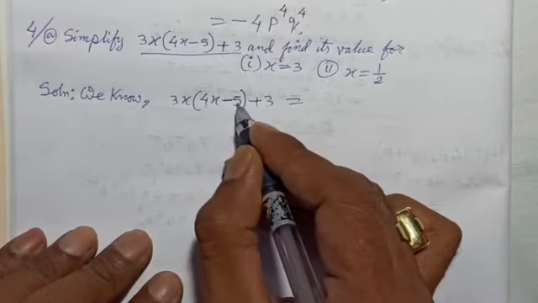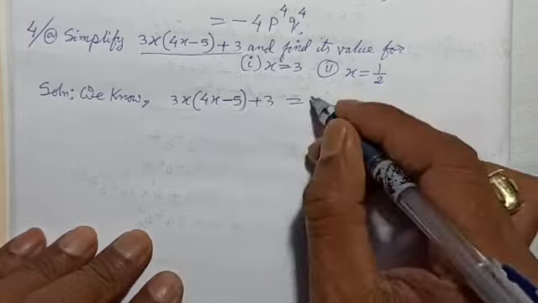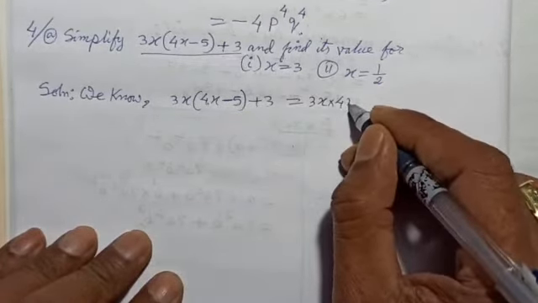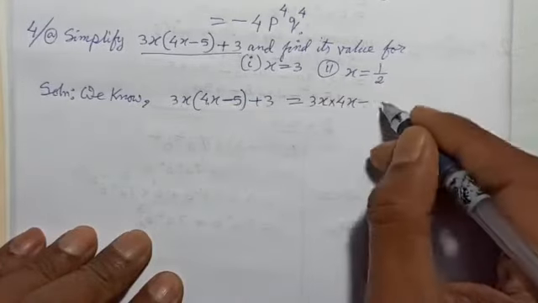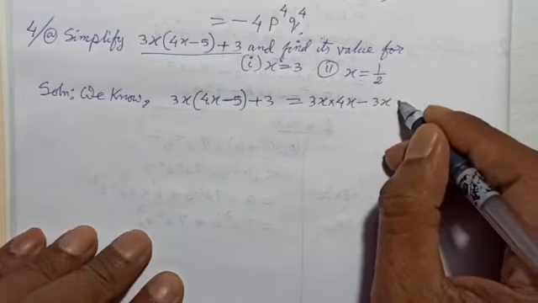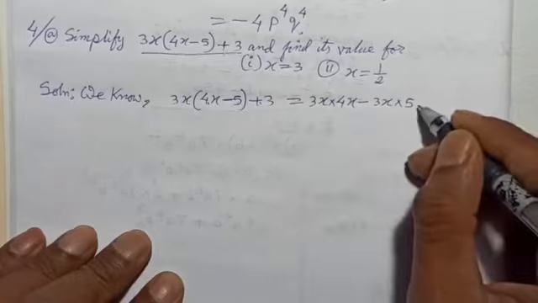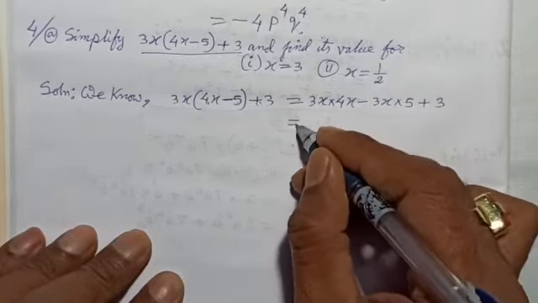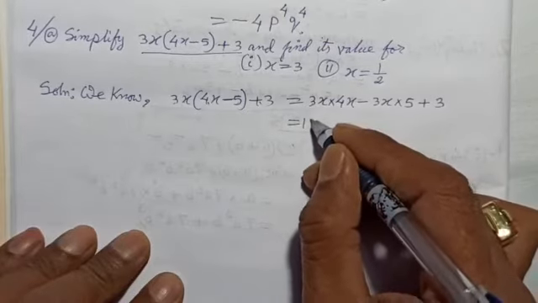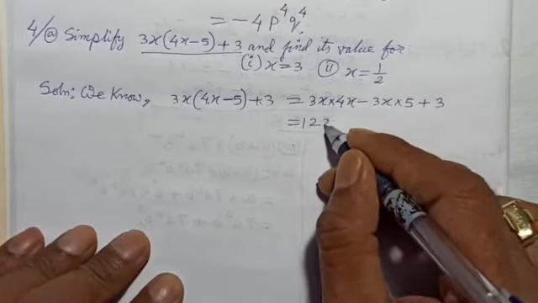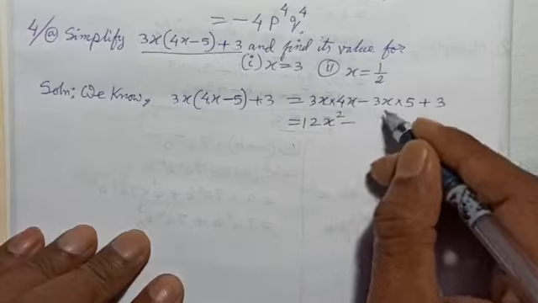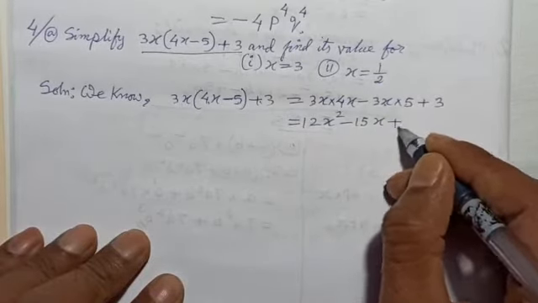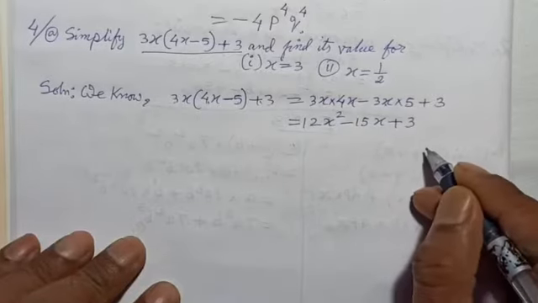If we open this bracket, 3x will multiply 4x, 3x into 4x, minus 3x into 5, then plus 3. This is equal to: 3 into 4 is 12, x into x, the powers are added together, so x square, minus 3 into 5 is 15, then x. Next is plus 3. Here the simplification is over.